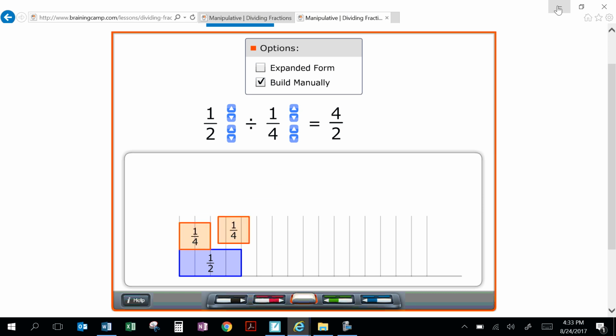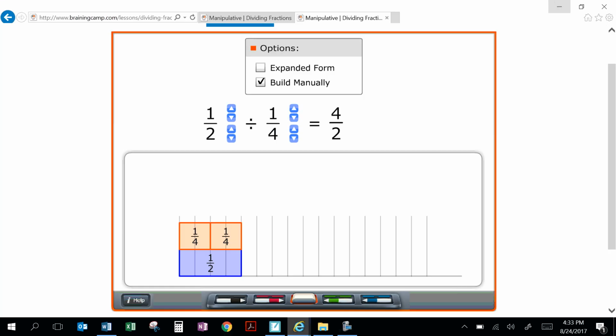One group, two groups. They have it right here. 4/2 is improper, the same thing as two groups. I wonder how they got that. Next question.